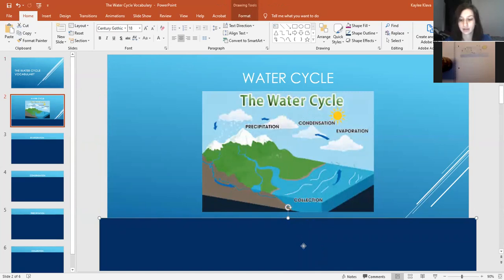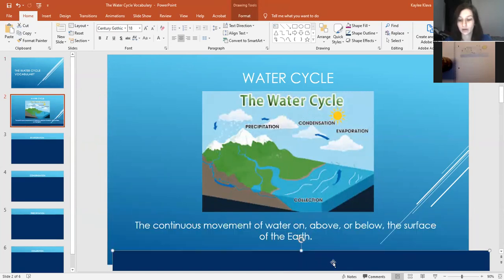Now let's look at the definition. The water cycle is the continuous movement of water on, above, or below the surface of the earth. Take a minute to copy this definition next to the word in your notebook. You can use this definition or write it in words that make sense to you. For example, I might write that it is the path that all water follows as it moves around the earth in different states. Pause the video if you need to.